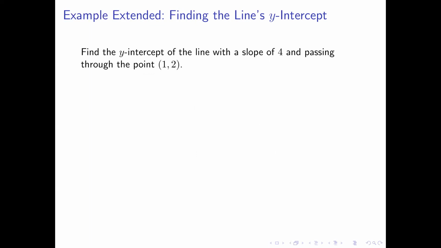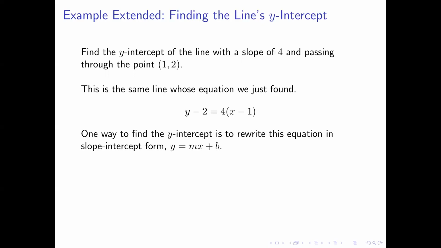Let's build on this example a little more. Let's say we now want to find the y-intercept of our line. So we're talking about the same line as before. It has a slope of 4. It goes through the point (1, 2). Now we want to find its y-intercept. Well, we already found an equation for the line. There it is: y minus 2 equals 4 times x minus 1. If you want to find the y-intercept now, there are a few different ways to do it.